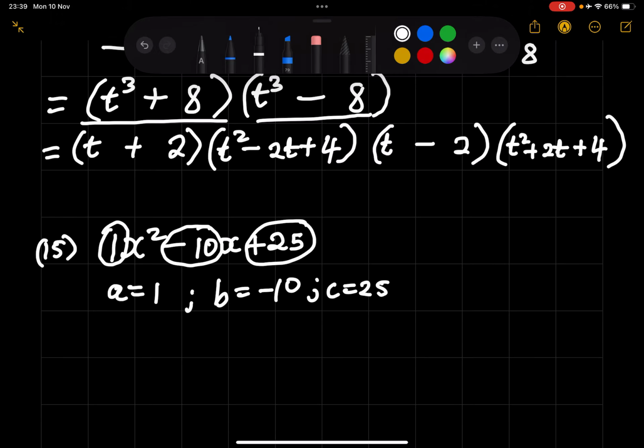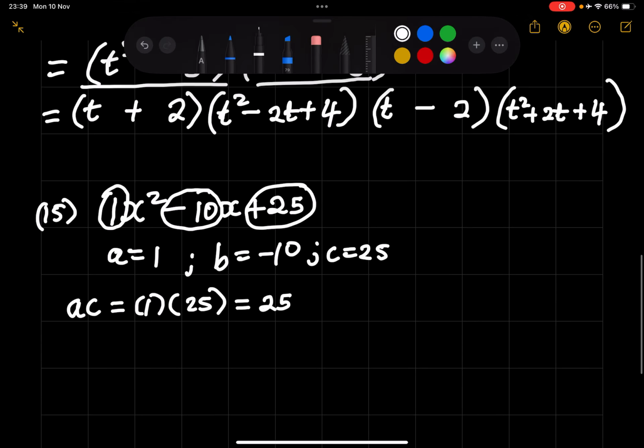So what you're going to do here, you always take a and c, you multiply them, which is 1 times 25, and the answer is 25, right? And then we need 2 terms that will multiply to 25 but add to negative 10. So we need to find factors of 25 that sum up to negative 10, and those are minus 5 and minus 5, because minus 5 plus minus 5 will give you minus 10. Minus 5 multiplied by minus 5 will give you positive 25.